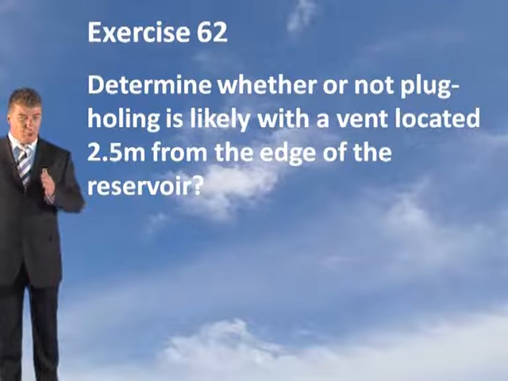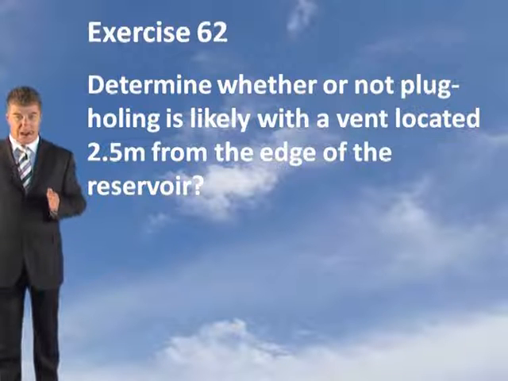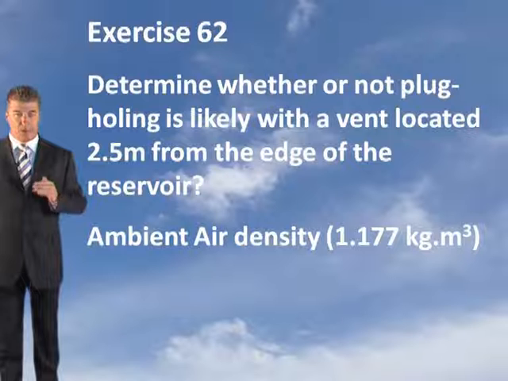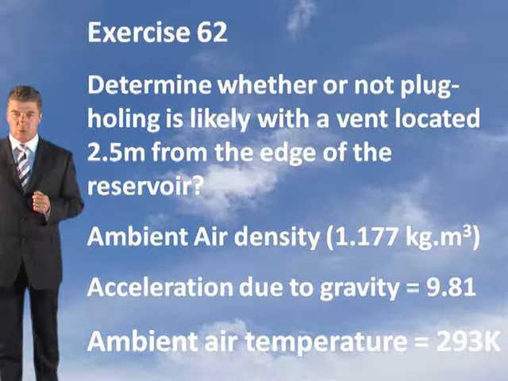Exercise. Determine whether or not plug holing is likely to occur from a vent located 2.5 metres from the edge of a reservoir with the following parameters. The density of ambient air is 1.177 kilograms per metre cubed. Acceleration due to gravity is 9.81 metres a second squared. And the ambient air temperature is 293 degrees Kelvin.